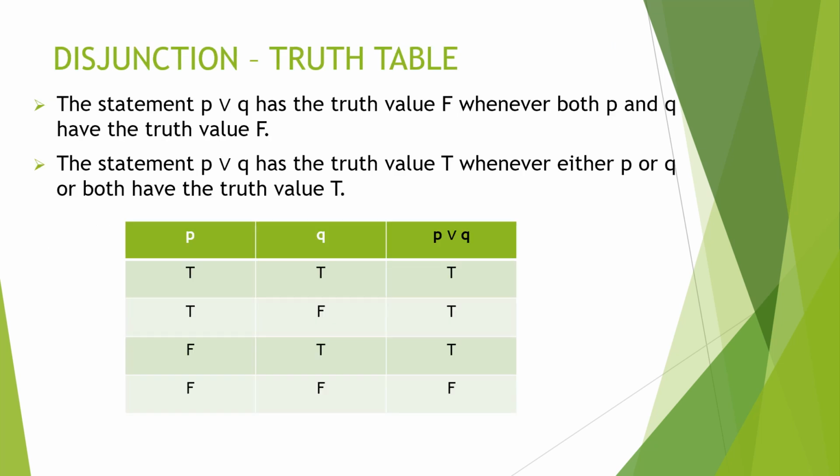The truth values for disjunction. The statement P or Q has the truth value false whenever both P and Q have the truth value false. The statement P or Q has truth value true whenever either P or Q or both have the truth value true. Now, if you remember this table, it will be very easy. So, what do we have for P or Q? P or Q is false only in one case, when both P and Q are false. In all other three cases, P or Q has the truth value true.